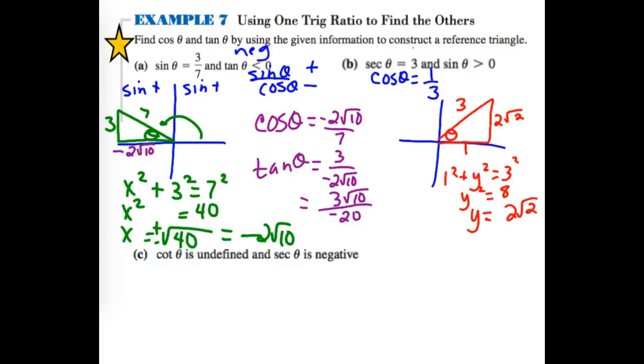All right, so cosine we are given, cosine we figured out already. Tangent, what would I say for the tangent of theta? Y over x, right? So 2 root 2 over 1, which is 2 root 2. Okay.